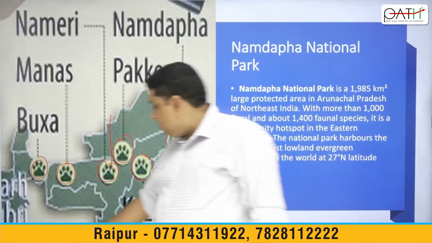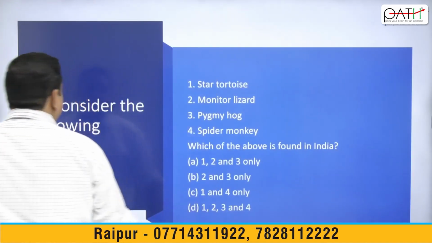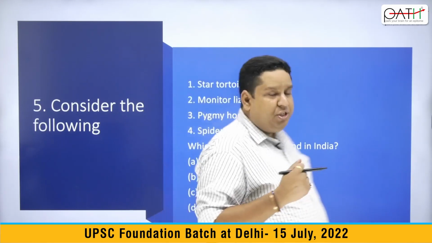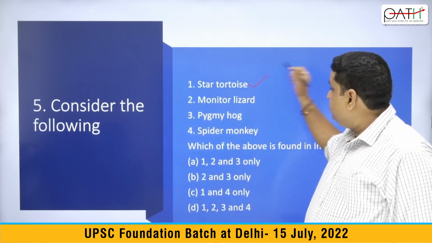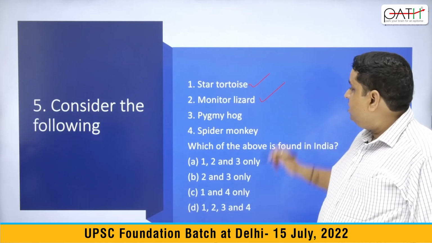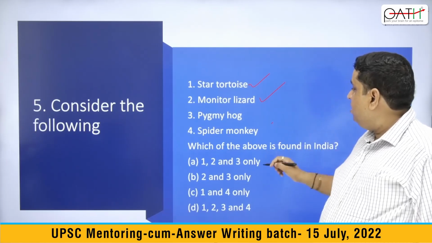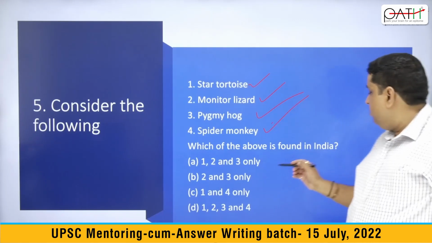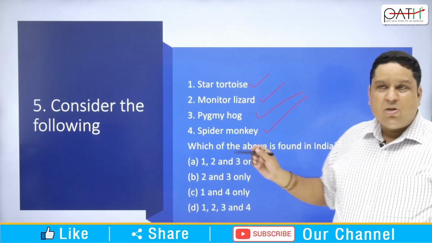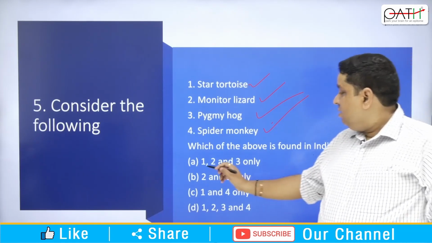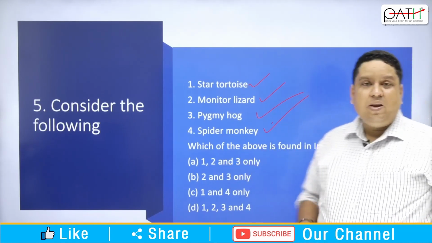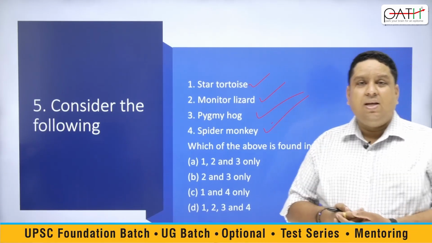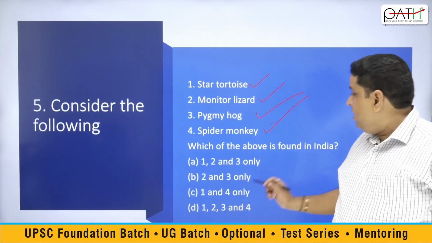Okay, let us come to the next. Consider the following. These are the names of some of the species. One, we have the star tortoise, then the monitor lizard, then the pygmy hog, and then the spider monkey. Now they're asking which of the above is found in India. Option A, 1, 2 and 3. Option B, 2 and 3. Option C, 1 and 4 only. And option D, 1, 2, 3 and 4.